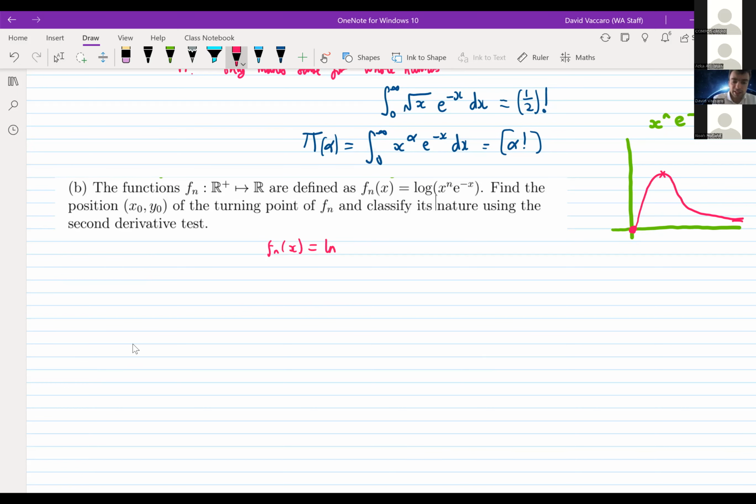It's late on a Thursday evening, but we should be able to differentiate and find turning points if my stylus works.